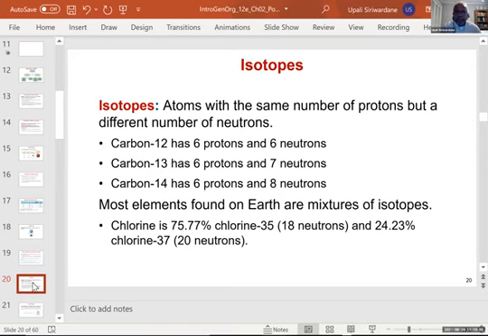Isotopes are atoms of the same element which have the same number of protons. An element is decided by the number of protons in the nucleus. Carbon always has 6 protons, but they can have different numbers of neutrons. Carbon 12 has 6 protons and 6 neutrons. Carbon 13 has 6 protons and 7 neutrons. Carbon 14, which is radioactive, has 6 protons and 8 neutrons.